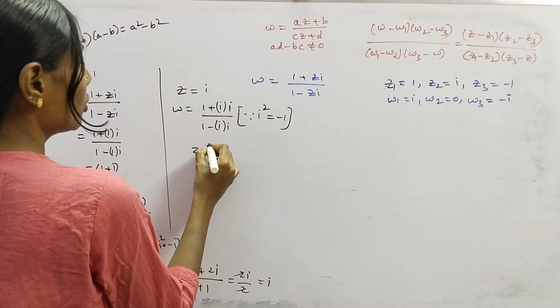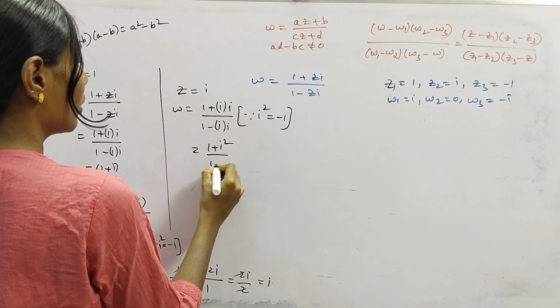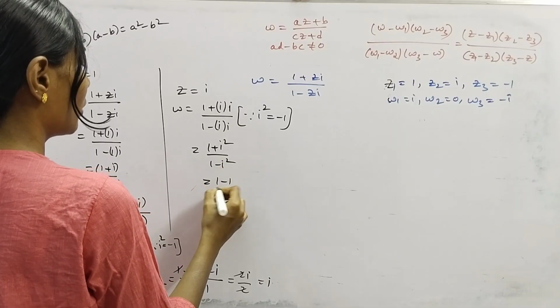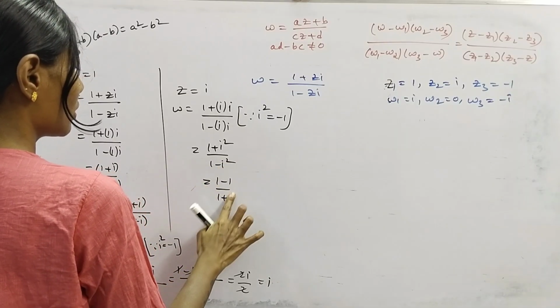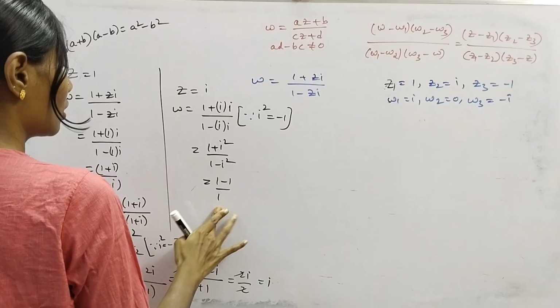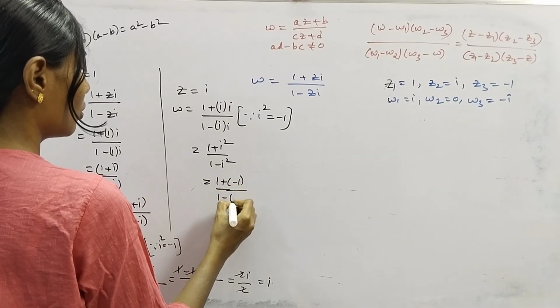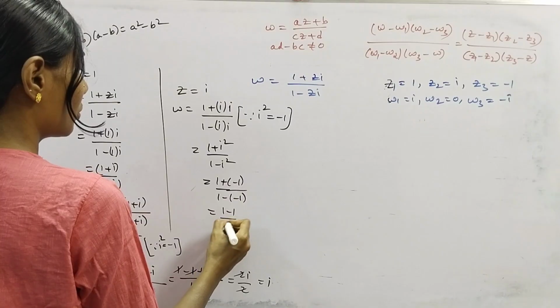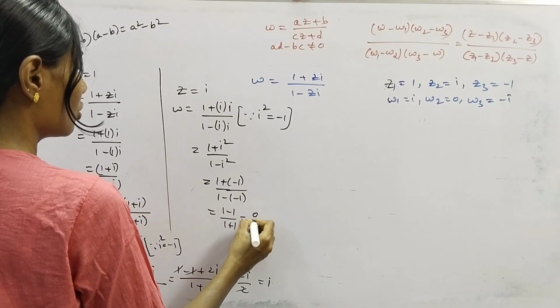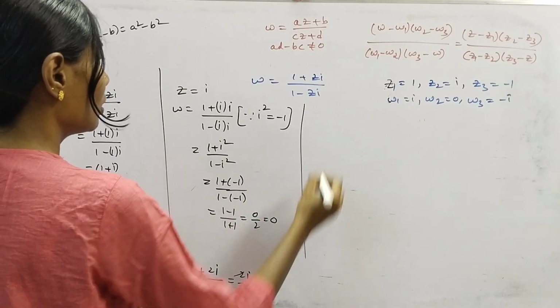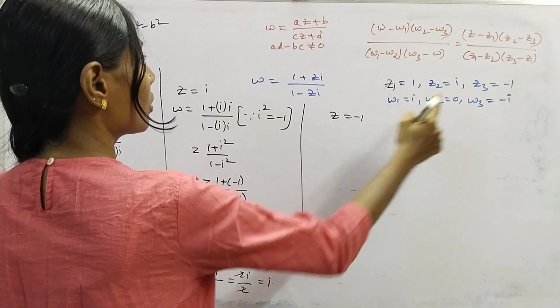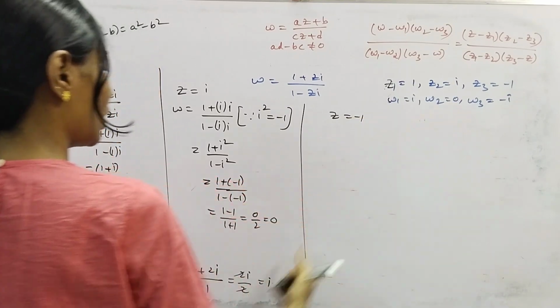Fine. Omega is equal to 1 plus i square by 1 minus i square, equal to 1 minus 1 by 1 plus 1. Since i square equal to minus 1, I'll write one more step, okay? There's nothing wrong in it. This gives us 1 minus 1 by 1 plus 1, which is 0 by 2, which is 0. Now let's see for z equal to minus 1. See, when z equal to i, omega equal to 0.